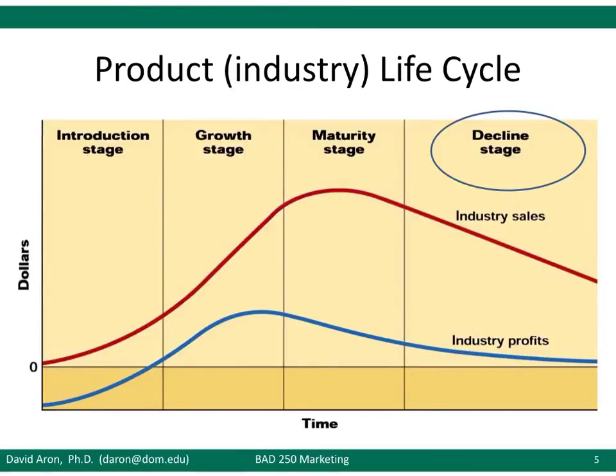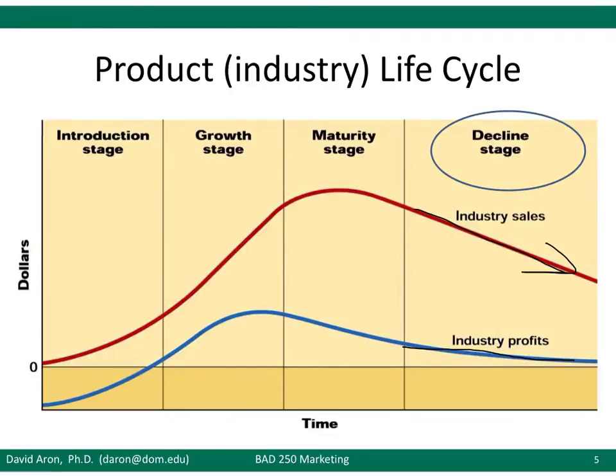And now here comes the decline stage of the product life cycle. Look what's happening to industry sales. They are going down. Look what's happening to industry profits. They are flatlining. If a product happens to find itself at the decline stage, there are a couple of options.